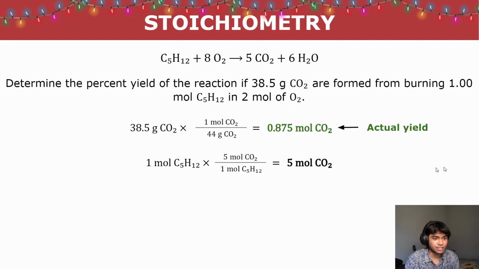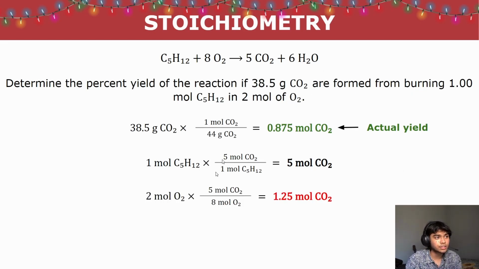Let's look at the oxygen. So 2 moles of oxygen, and carbon dioxide and oxygen are in a 5:8 ratio. So if you multiply 2 moles by 5/8, with our oxygen, we could hypothetically make 1.25 moles of carbon dioxide. And since this number is less than this number, it tells us that oxygen is our limiting reactant, and our theoretical yield is 1.25 moles of carbon dioxide. That's our theoretical yield. We have our actual yield, and we're trying to find percent yield.